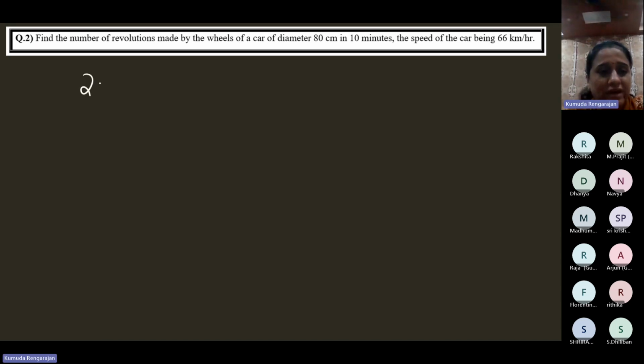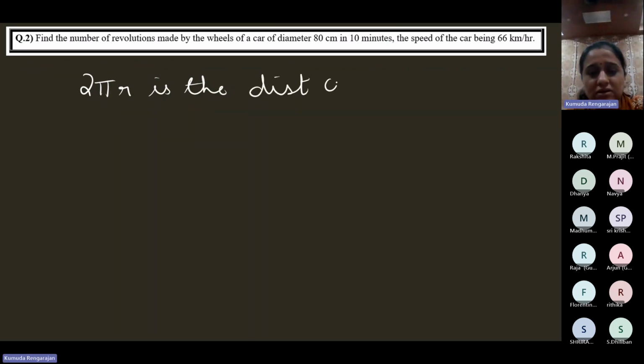So 2 pi r is the distance covered in one revolution. Here we know the diameter is 80, so the radius is 40. So we can find the distance covered in one revolution.